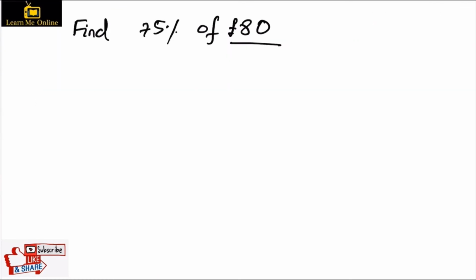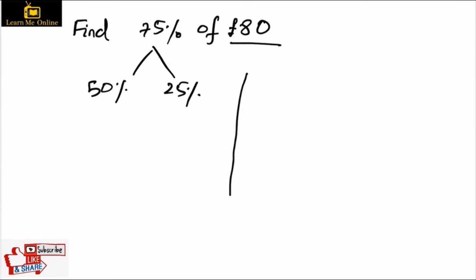So now we are finding out the 75% of 80 pounds. To get 75%, I can split the 75% into the 50% and 25%. First, we're going to find out how much is the 50%. So I'm doing it on the side. The 50% of 80 is the half of 80. So we're going to divide 80 by 2 and the half of 80 would be 40 pounds.